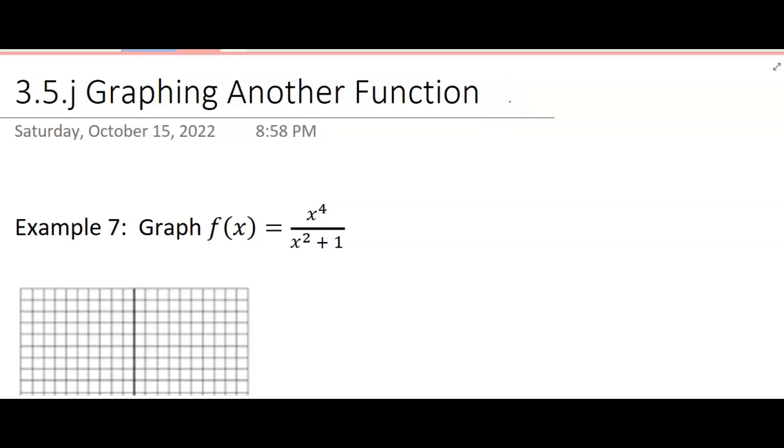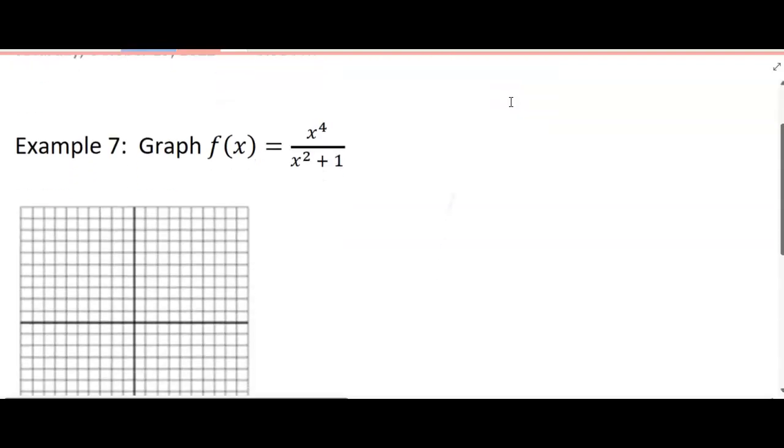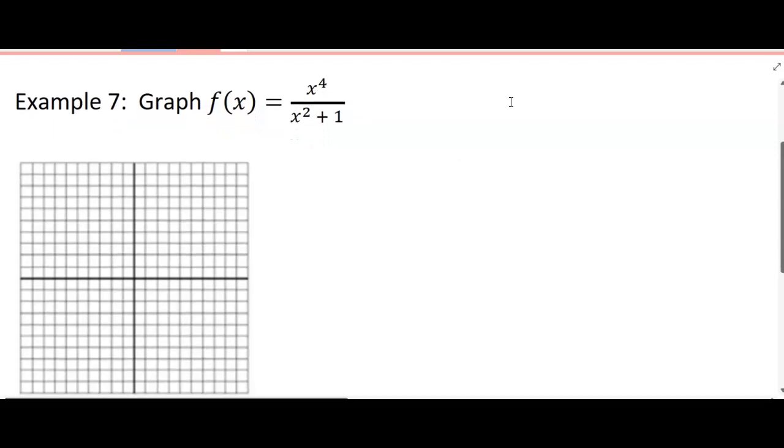So we have another rational function to graph. And so we start with the symmetry. Do you think it's an even function? Stop the video and think about it, and then come back. All right, did you think it was even? Yes or no? It is. It's even. And that's great because it means it's symmetric with respect to the y-axis, which is great because then when we get one point on the right, we've got one on the left.